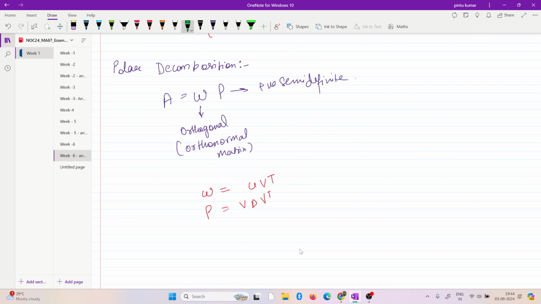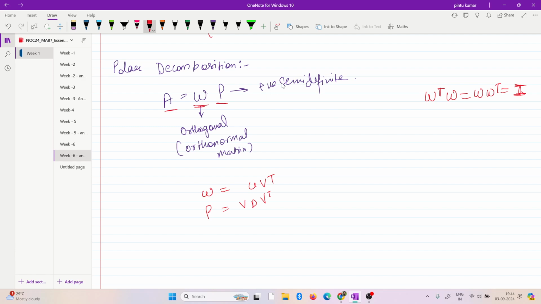Now let's briefly talk about what is known as the polar decomposition. Okay. So for a square matrix, the polar decomposition of a matrix A is given by W times P, where W is some orthogonal matrix, right? So what is an orthogonal matrix? An orthogonal matrix is a matrix which satisfies W transpose W equals W W transpose equals identity. Okay. And your P is some positive semi-definite matrix.